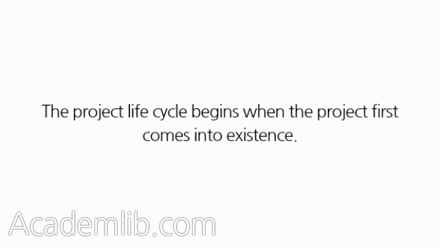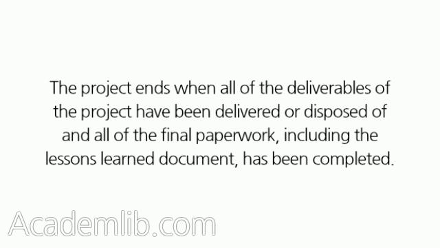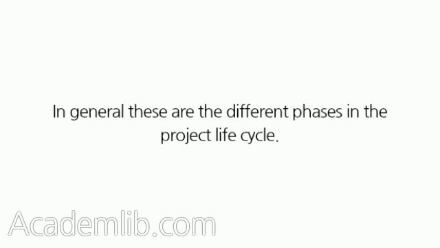The project life cycle begins when the project first comes into existence. This usually occurs with the creation and approval of the project charter. The project ends when all of the deliverables of the project have been delivered or disposed of and all of the final paperwork, including the lessons learned document, has been completed. In general, these are the different phases in the project life cycle.